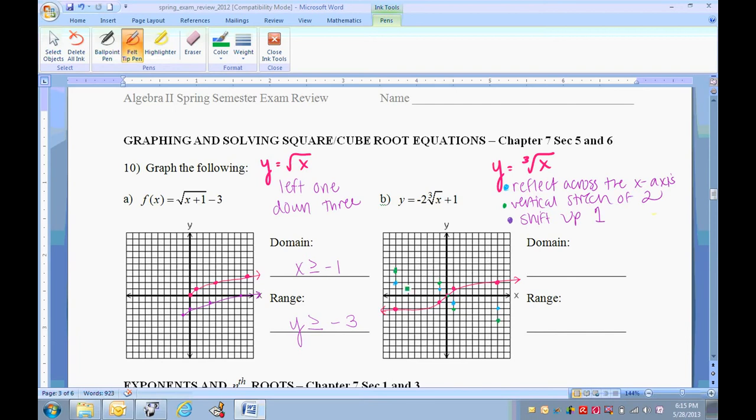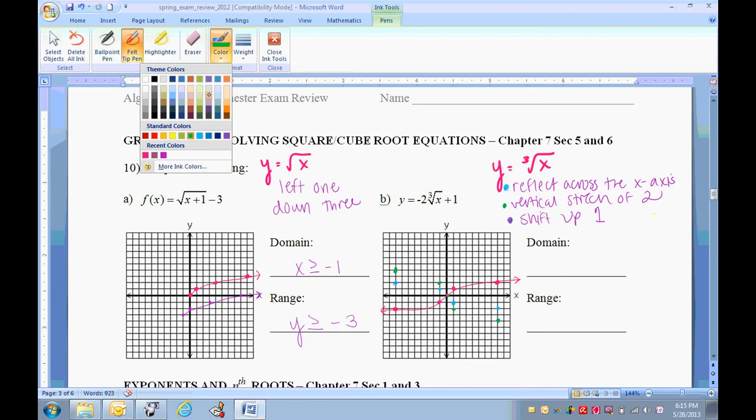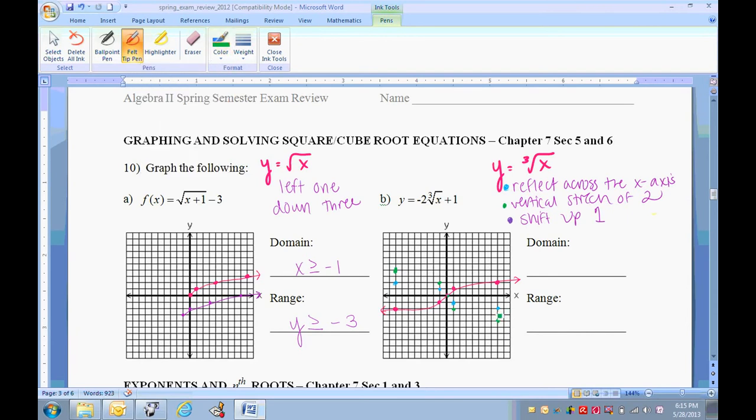Now, all that's left to do is to shift everything up 1. So I'm going to take those points, those green points is where I ended last, and I'm going to shift them up 1. Oh, I need to change to purple. Shift every green point up 1. Okay, so those purple dots are my final little points.